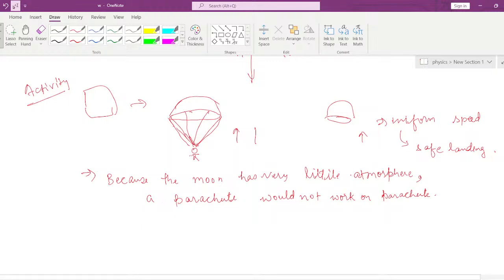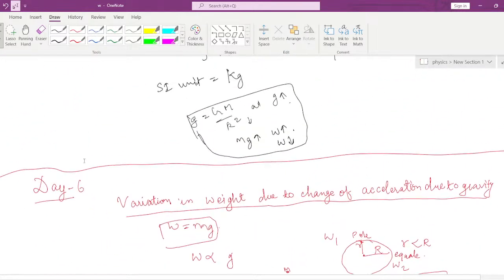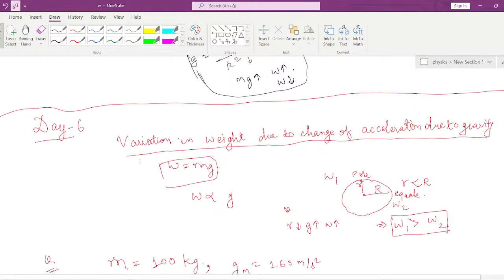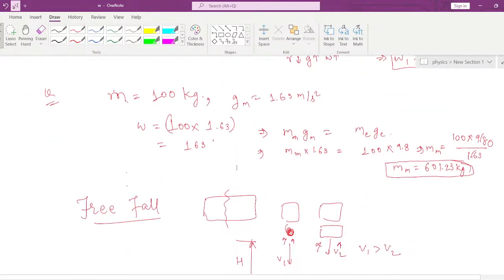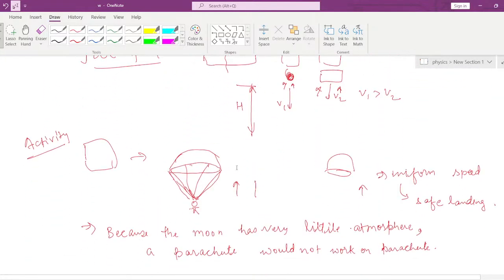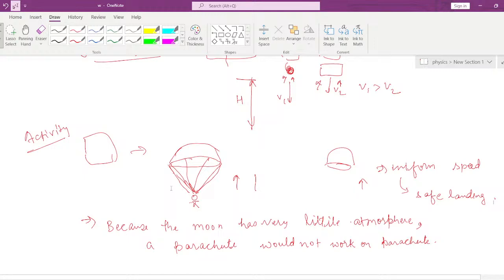Okay, till now we have covered what? We have covered variation of weight due to change of acceleration due to gravity. We have solved one problem and we have seen free fall and one activity regarding that. We also have one topic left and then all the problems. So we can do all that in another class. Just in one class we will complete the whole chapter.